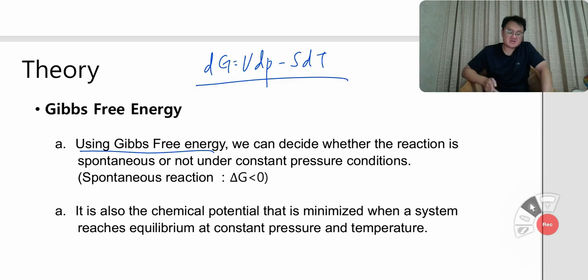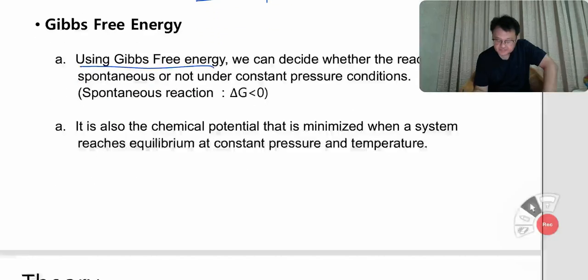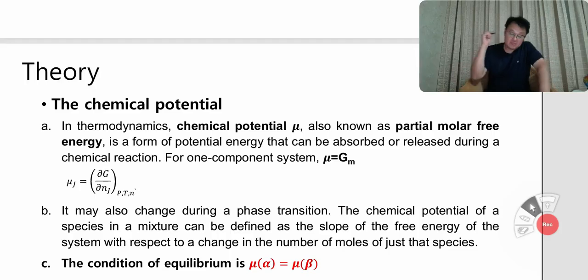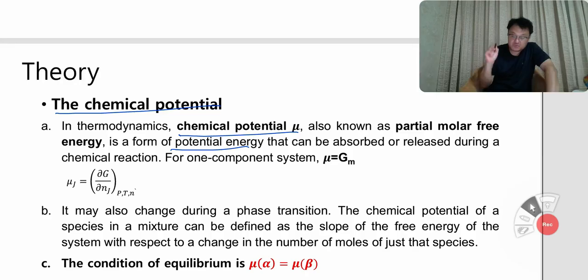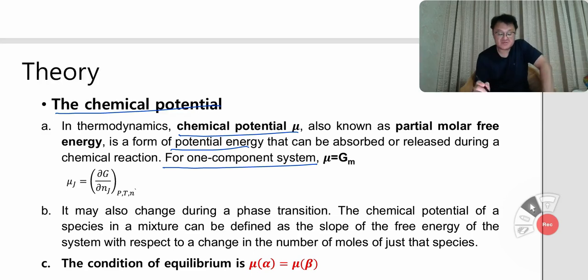So it is also the chemical potential that is minimized when a system reaches equilibrium at constant pressure and temperature. We already learned that chemical potential is very important for the phase issue, right? Now we are going to the chemical potential. The chemical potential in thermodynamics, mu, also known as partial molar free energy, is a form of potential energy that can be absorbed or released during a chemical reaction for one component system. When you have only one component system, then one can say mu is simply molar Gibbs free energy.